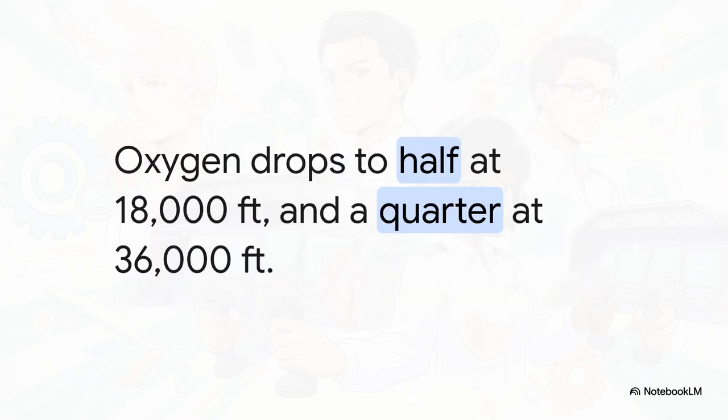To survive the exam, and, well, to survive the sky, you need to apply the halving rule. Half by 18, quarter by 36. Let me break that down. At 18,000 feet, the standard barometric pressure drops so significantly that oxygen availability is effectively halved, sitting at 52%. Pushing up to 36,000 feet, you're at 25%. That is just a quarter of sea level oxygen. Rote memorization of these specific altitudes and percentages is strictly non-negotiable for you.